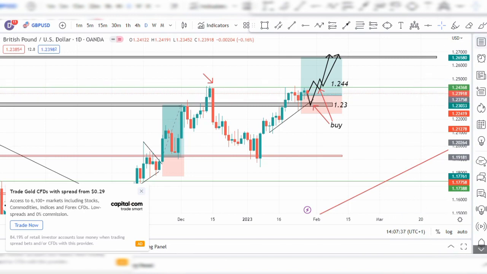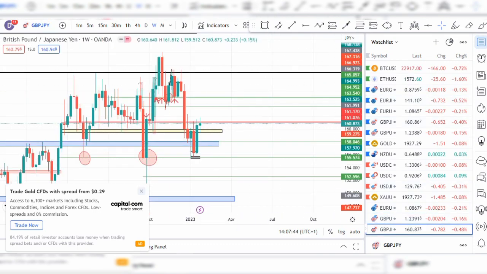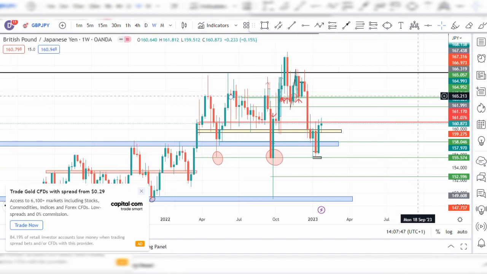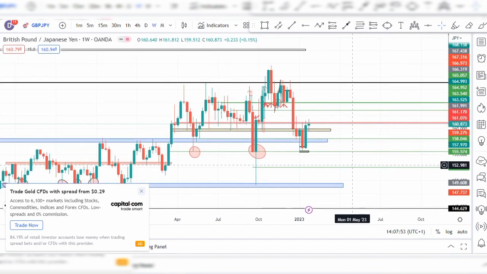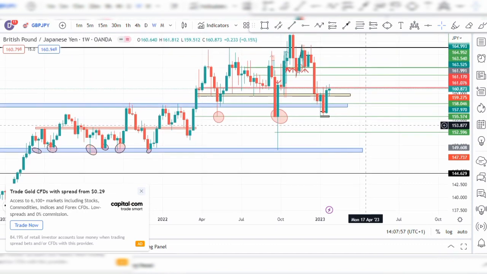Next, I'm going to talk about my analysis for GBPJPY, again starting with the weekly time frame and working down to the 4-hour time frame. Right, so on the weekly time frame for GBPJPY, we can see that this market is much more volatile than the other ones.